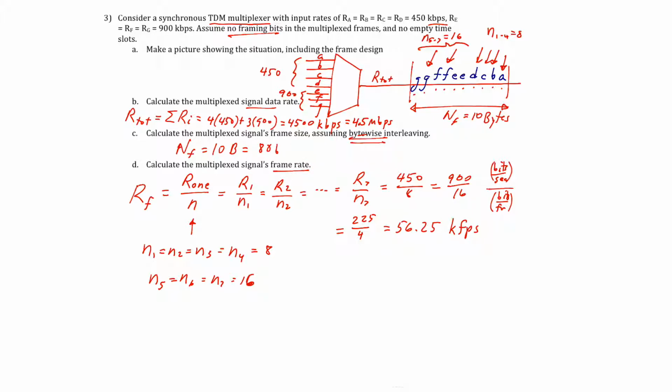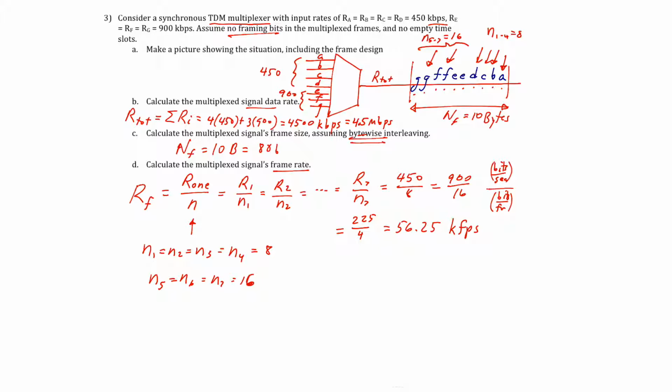Here's where it's a little bit tricky, I suppose, when you have multiple different frame rates coming into the multiplexer. If they all have the same bit rate coming into the multiplexer, you can always calculate the frame rate as the data rate of one of the inputs divided by the number of bits in the frame from each input. But here they're different, and so we have different n's for different inputs.